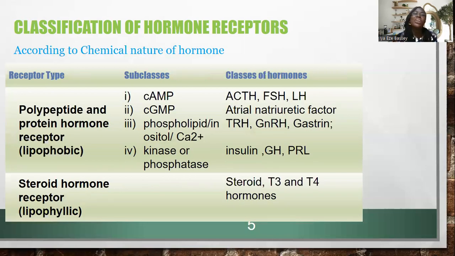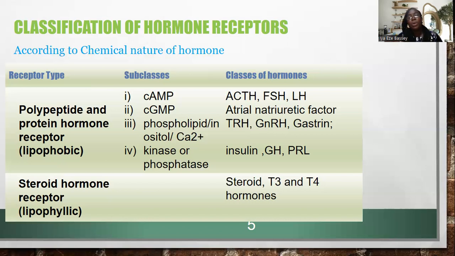If you are classifying according to the chemical nature of hormones, we do have polypeptide and protein hormone receptors for lipophobic hormones, and then the steroid hormone receptors for lipophilic hormones. The polypeptide or protein hormone receptors are classified into four: those that have cAMP as their second messenger, those that have cGMP as a second messenger, those that have phospholipid inositol calcium as a second messenger, and those whose receptor has a kind of tyrosine kinase activity or a phosphatase activity.